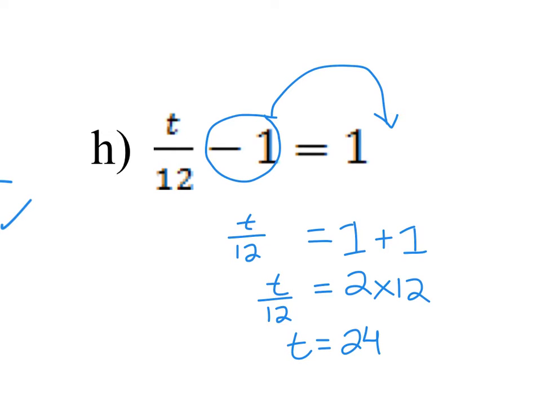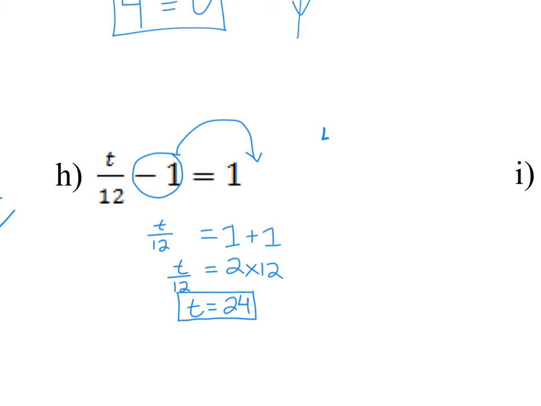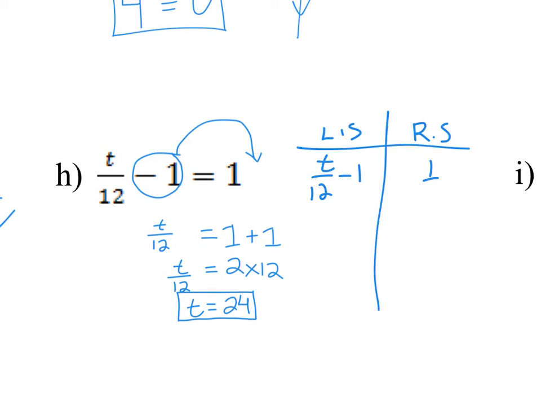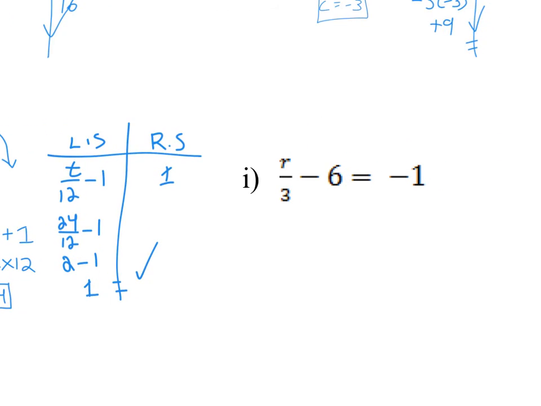So now we can check that, and this will be a good one to check because it involves two steps. So we've got our left side and our right side. We've got t over 12 minus 1, which should be equal to 1 apparently. So now we'll replace t with 24 divided by 12 minus 1. 24 divided by 12 is 2. 2 minus 1 is 1. The left side and right side are equal. We did it correctly.